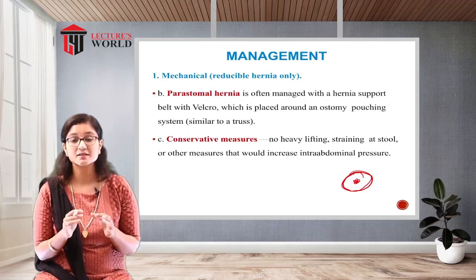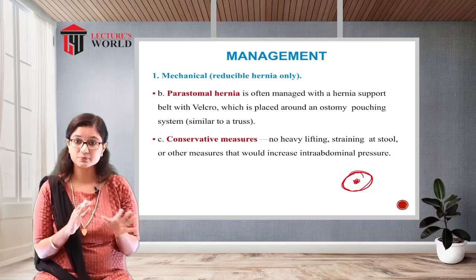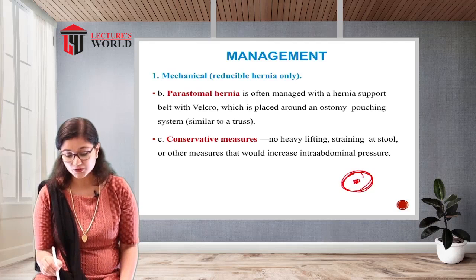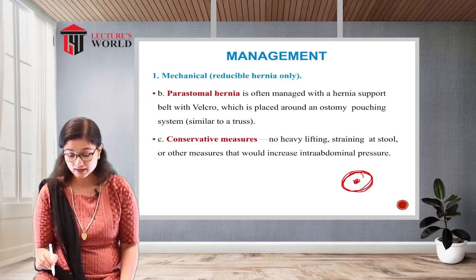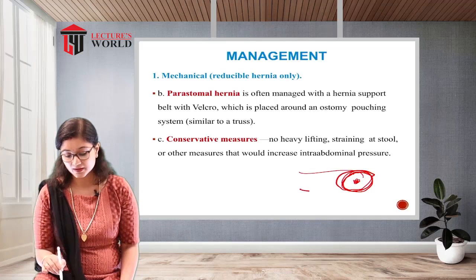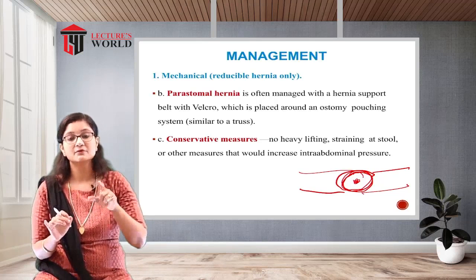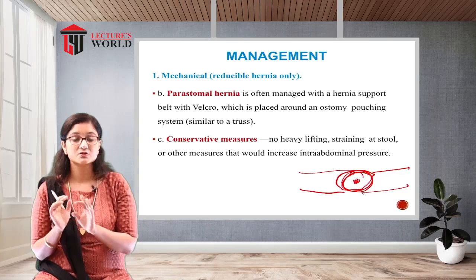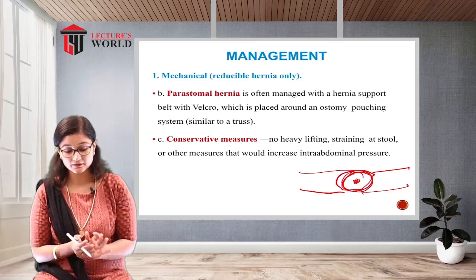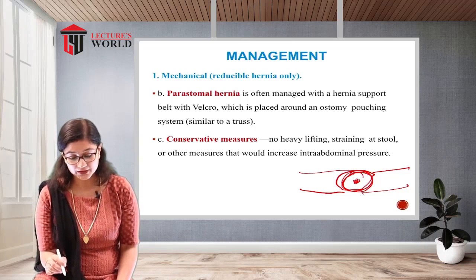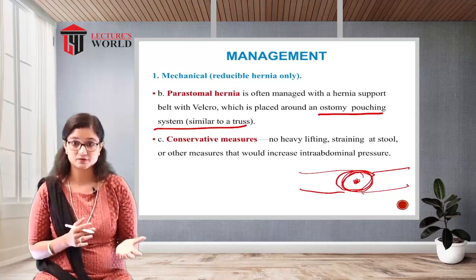So again, like our truss, we have a belt. What is the difference from the previous belt? It has a small opening where the stoma will be lying, and the peristomal region will have the belt around it. The same belt is there, but there is a small opening where the stoma can be placed. So this is commonly used for a parastomal hernia, that is, a person who is having a colostomy. Clear enough? So it is often managed with a hernia support belt with velcro, which is placed around an ostomy pouching system, similar to the truss.